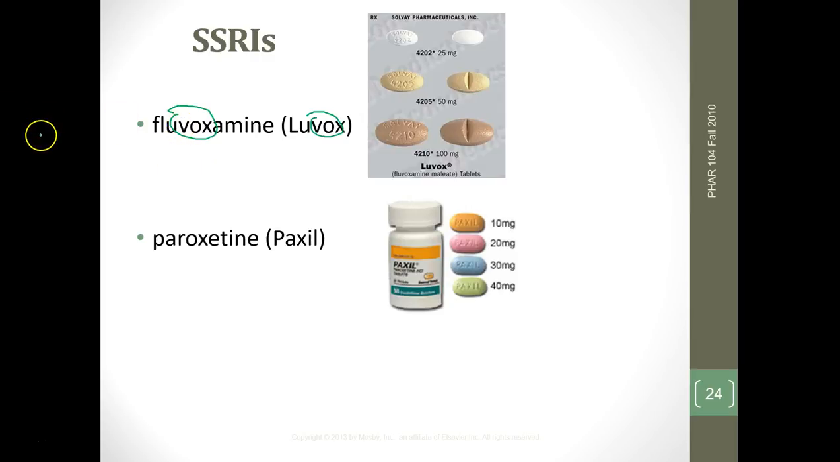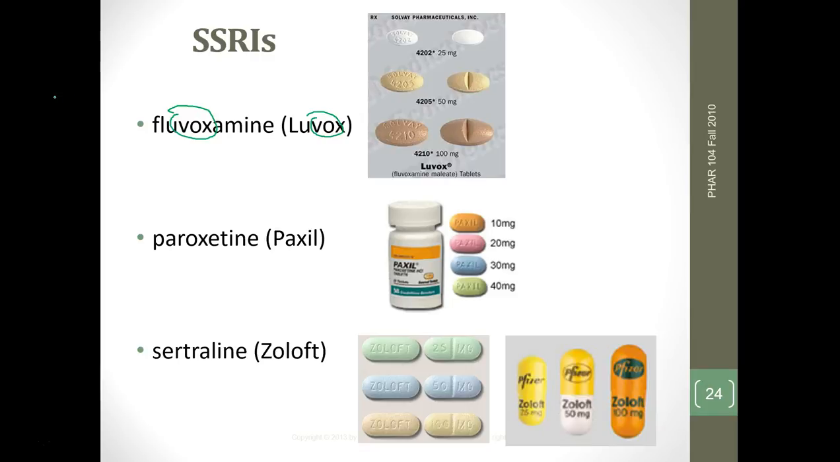Paroxetine, which is Paxil. And sertraline, which is Zoloft, which I talked about in the previous chapter. Now, the thing here with Zoloft, we see that there are tablets and there are capsules. When a physician writes a prescription, they have to identify, do they want tablets or capsules? We cannot substitute without approval from the physician. You cannot substitute a tablet for a capsule or a capsule for a tablet.